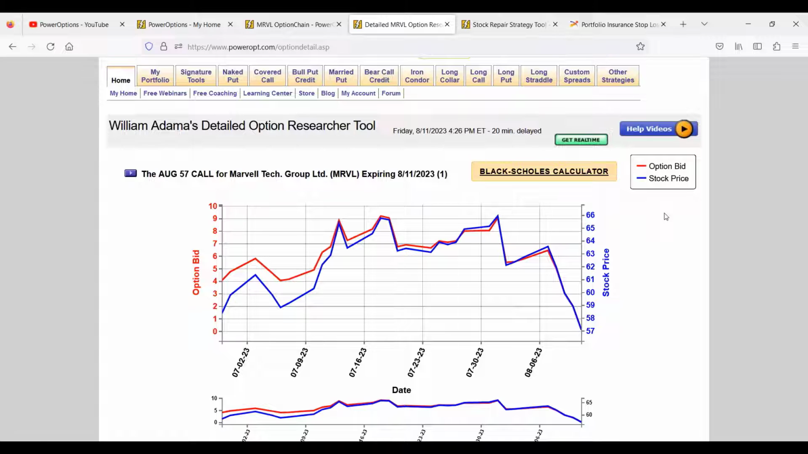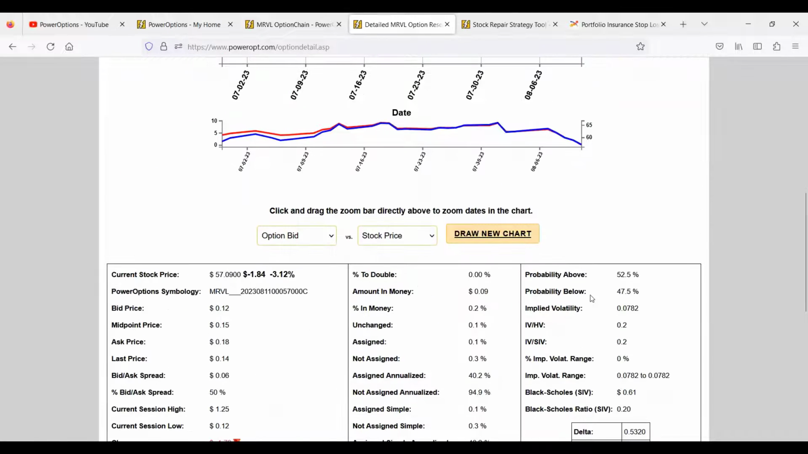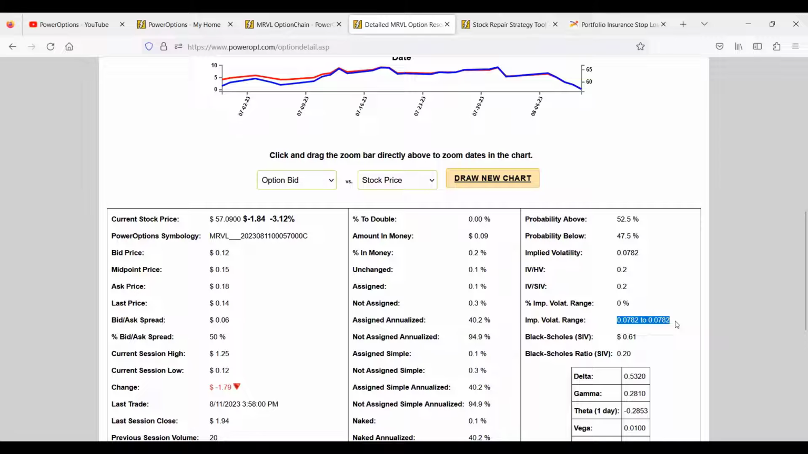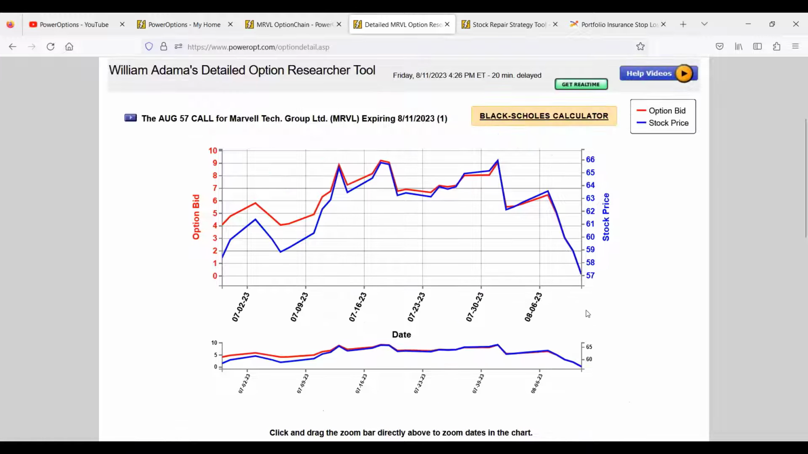But the delayed service, of course, the historical service, and the real-time service, you'll have that data available for the life of the option since the option was released on the market. Of course, it'll show you the implied volatility range over that time period as well.